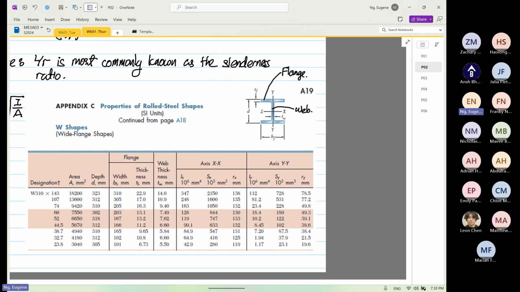What is a flange and what is a web? Why is that important? Because the next columns tell you about the flange. BF is the width of the flange. TF is the thickness of the flange. Then you have web thickness. This vertical part is known as the web. Then you have second moment of area: IXX about the x-axis, IYY about the y-axis.